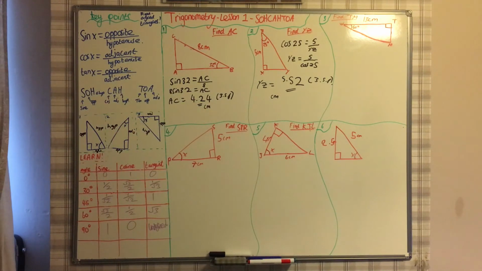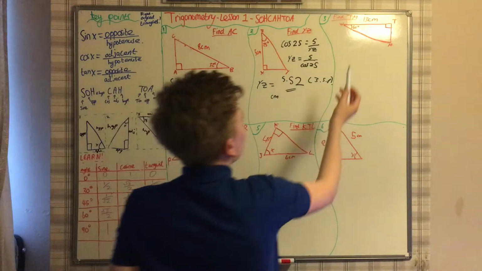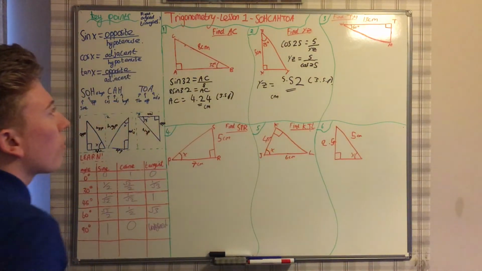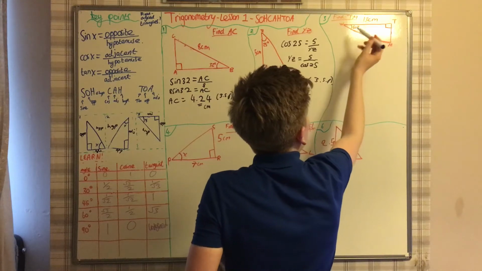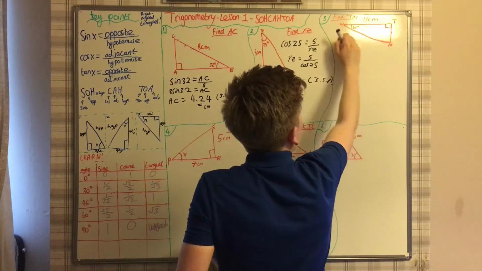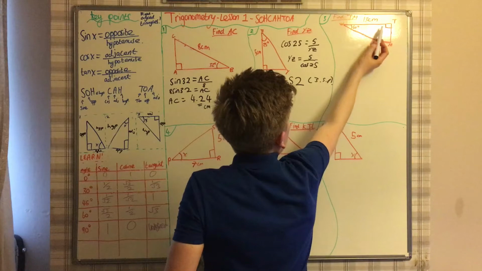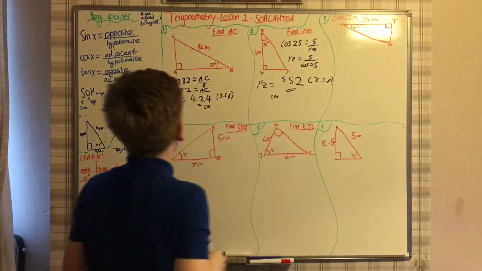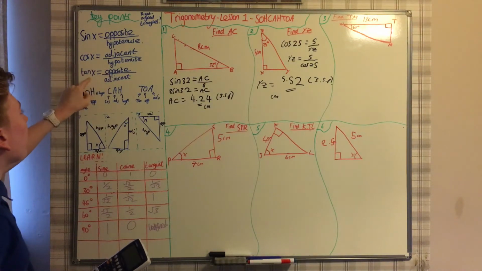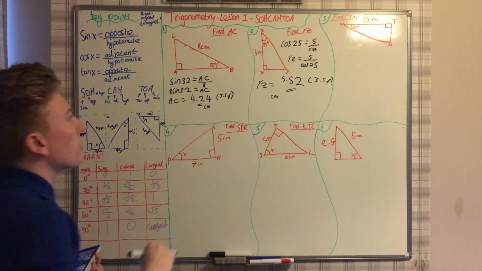Okay guys, hopefully you paused the video and had a go. Find TM. We have the angle here, so we've got the adjacent side, because this is the hypotenuse. So the adjacent will be this one, and we have the opposite that we're trying to find. Well, the opposite and adjacent is tan, so we're using the tangent function there.